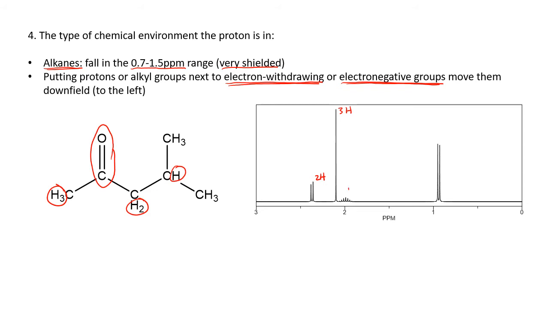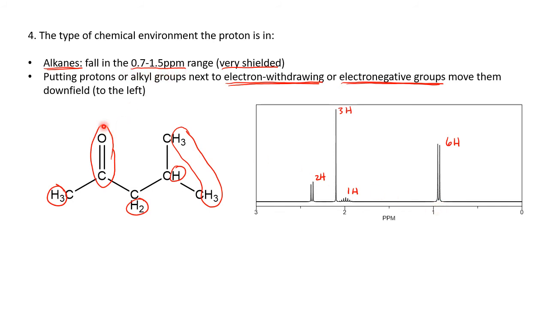This guy was represented by this peak. And these 6 were represented by that one. So the 6 hydrogens are the ones that are the furthest away from the carbonyl. As you can see, the peak representing those 6 hydrogens is within the range of a regular alkane.